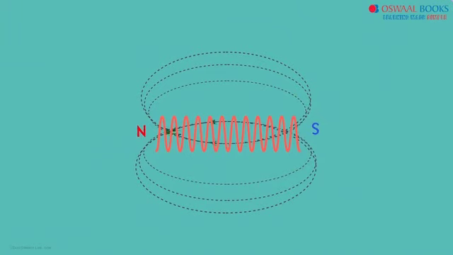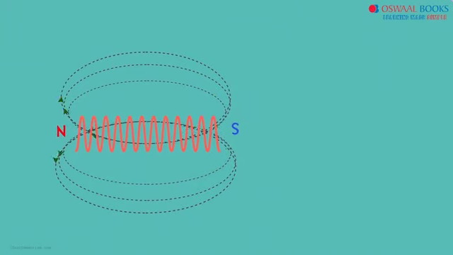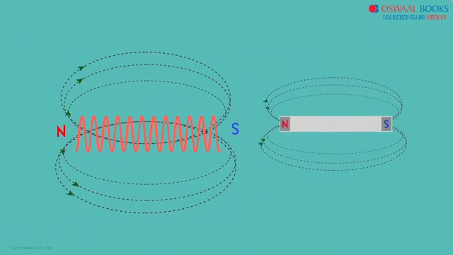If we look at the magnetic field pattern of a solenoid, this is how it would look. Does it look familiar? Yes, it's similar to that of a bar magnet we'd seen earlier. Within the loop, the field lines go from the south to the north and then go about outside and come back to the south pole.